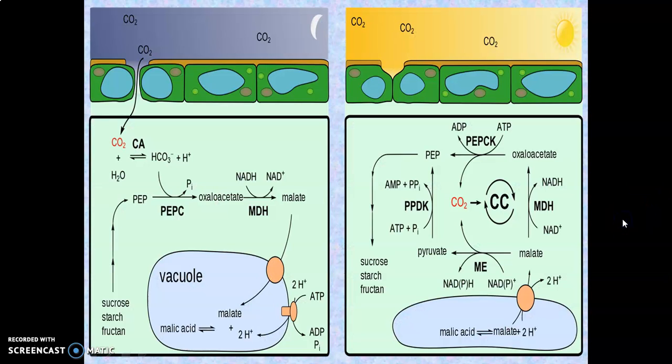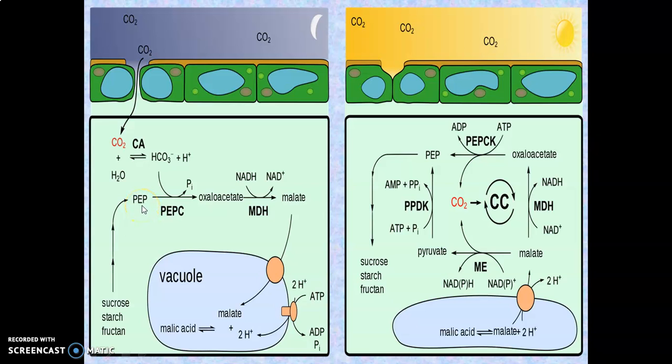Here we see the detailed pathway. This is the night time, you see the moon, which means the night condition. During the night time the stomata are open, and CO2 enters the mesophyll cells. The CO2 combines with water to form bicarbonate in the presence of the enzyme carbonic anhydrase, and that bicarbonate is accepted by phosphoenol pyruvate, the first CO2 acceptor.